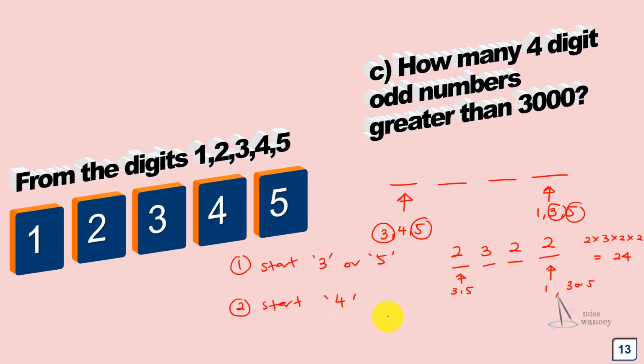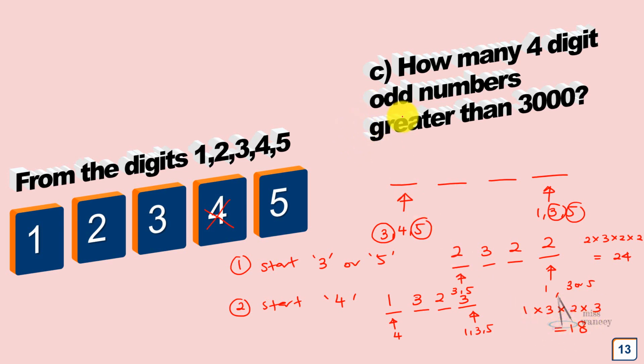And now start with 4. So 1, 2, 3, 4. I definitely need to start with 4, so I only have one choice over here. I need to end with 1, 3, or 5, so I have 3 choices here. Out of 5, 4 has been chosen as the number in front. Out of 1, 3, and 5, one of them will be at the back. So if, let's say, I choose 5, I will be left with another 3. So this is 3 choices, 2 choices. Therefore, it will be 1 times 3 times 2 times 3, which is also equal to 18.